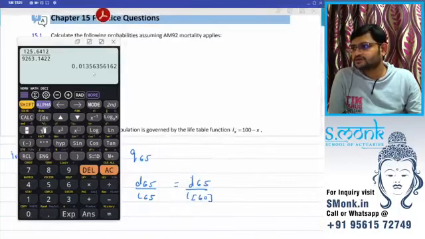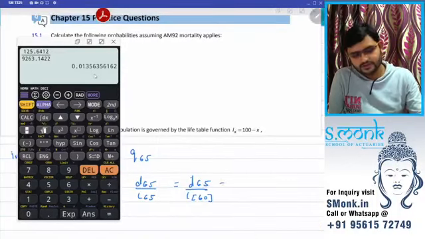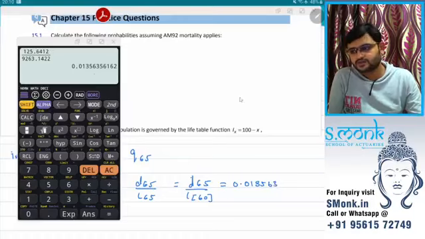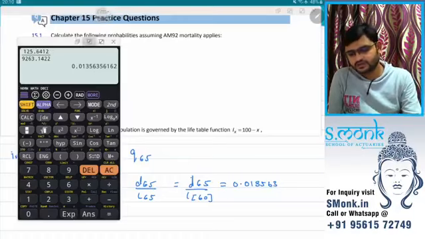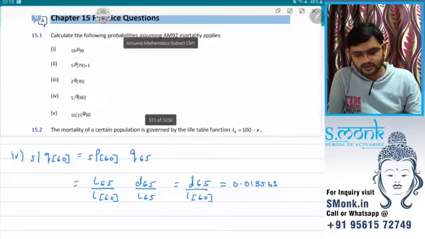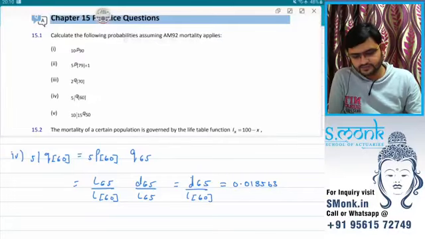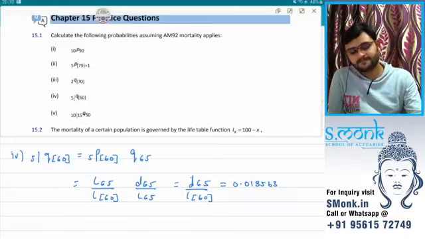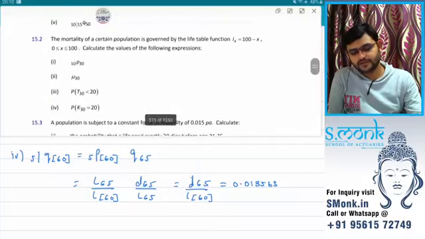So anyways, this is our answer, 0.013563. This is how we will solve a select value.